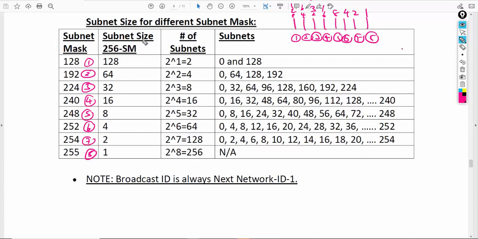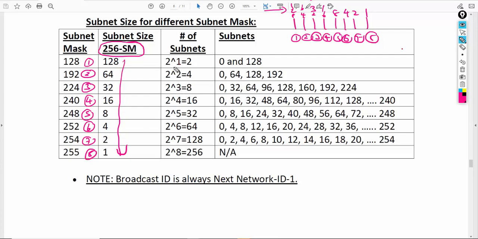And also subnet size. Remember the shortcut formula: 256 minus the subnet mask. So the subnet size is 128 for this one, 64 for this one, 32 for this one. These numbers are exactly the same as the numbers you are seeing here. So these numbers are subnet sizes. Here we are borrowing 1 bit, so 2 to the power of 1. Then we are borrowing 2 bits, 3 bits, 4 bits. So if you need to create 2 subnets, you're borrowing 1 bit. If you want to create 4 subnets, you're borrowing 2 bits.